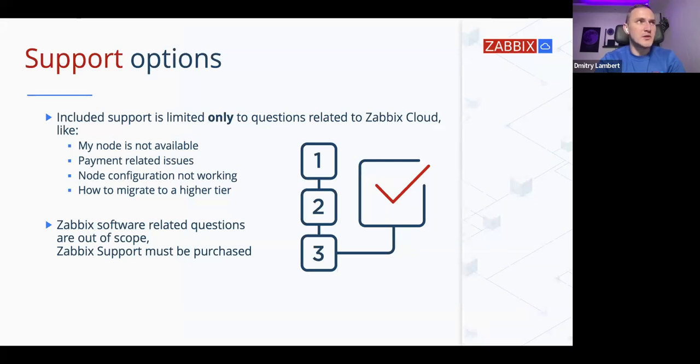And for the support, there's no difference whether your instance is in the cloud or on-prem. Even if you have your server in the Zabbix cloud, very likely you're still going to have some proxies sitting on-prem, some agents, integrations, whatever, which will be perfectly covered by the support tier if you decide to purchase it.